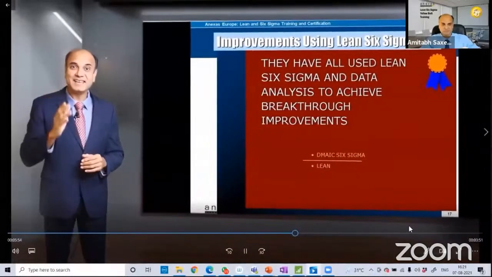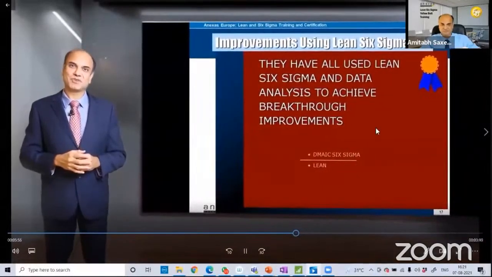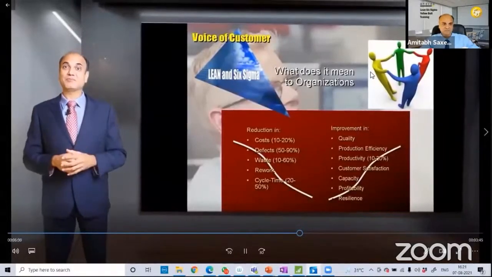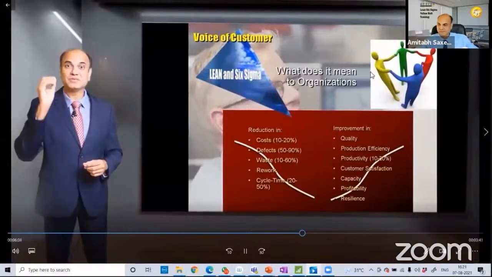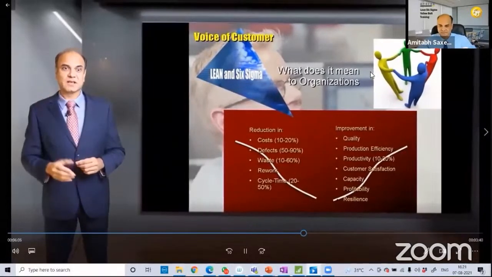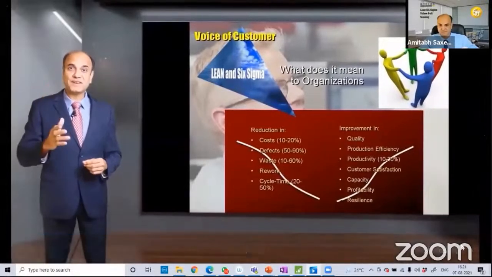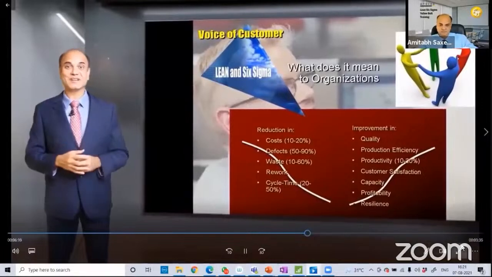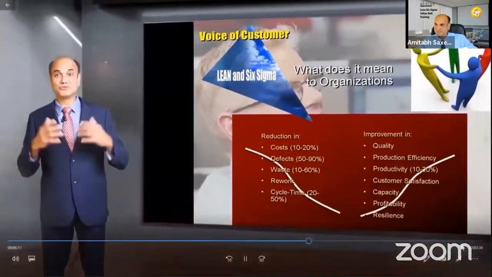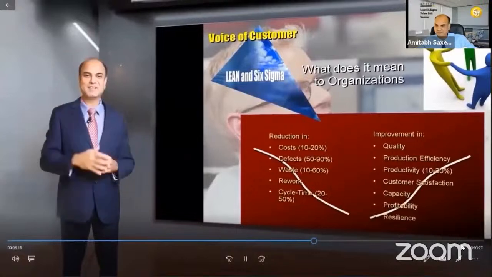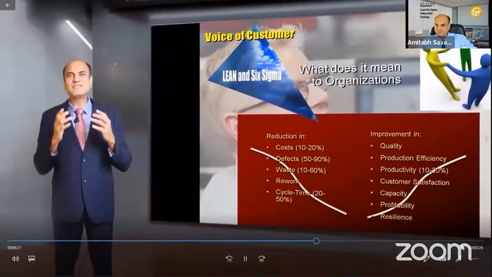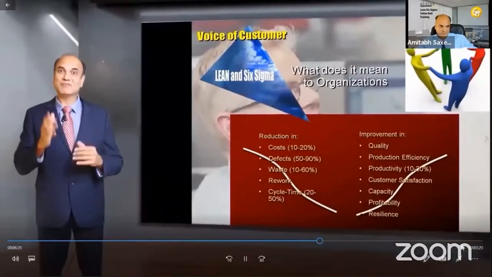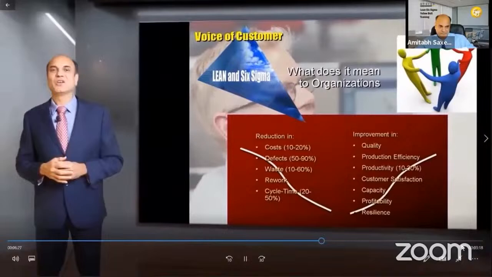Closely, all of them are Lean and Six Sigma improvement projects done in various organizations. So what does Lean and Six Sigma bring for you? Lean and Six Sigma reduces the costs, reduces the defects, wastes, rework, cycle times in a company. It also improves the quality, production efficiency, productivity, customer satisfaction, capacity, profitability, and resilience. And which CEO would not love a person who can help the company achieve all these things?